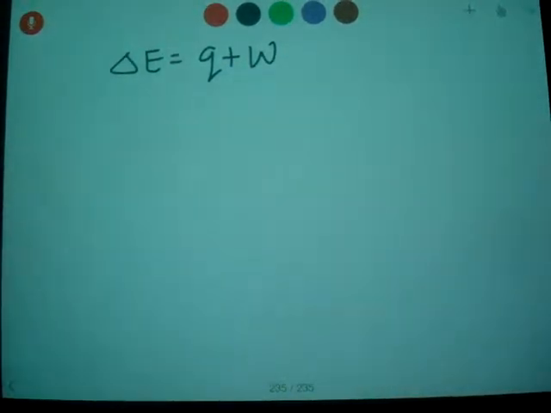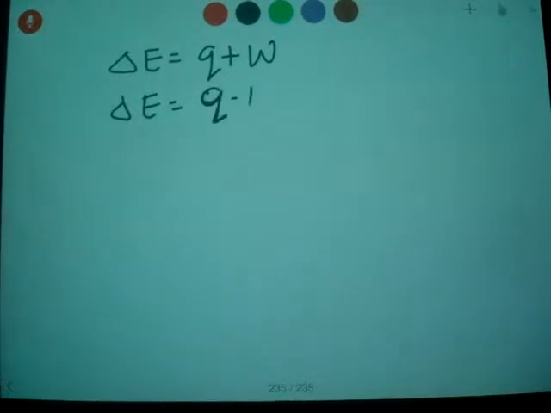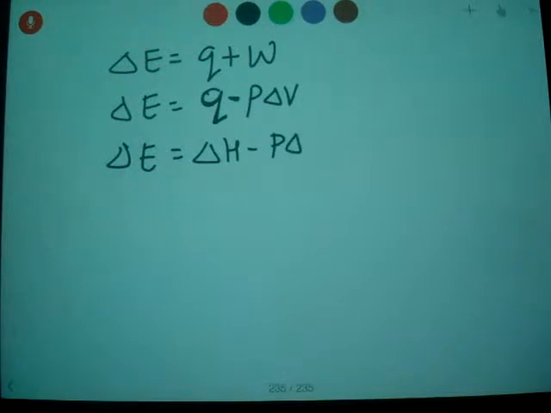And then we say W equals minus P delta V. So we substitute that. Delta E equals Q minus P delta V. Now, remember, in here we can write delta E equals delta H minus P delta V.